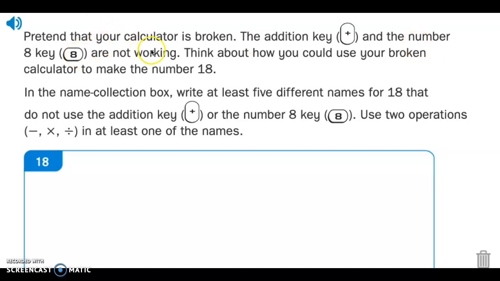Okay, it says pretend that your calculator is broken. Oh no! The addition key, that means this plus sign, and the number 8 key, so the 8 button, are not working. Think about how you could use your broken calculator to make the number 18, which just happens to be Miss Schmidt's favorite number. In the name collection box, write at least 5 different names for 18 that do not use the addition key, the plus sign, or the number 8 key, the 8 button. Use 2 operations, subtraction, multiplication, division, in at least one of the names.